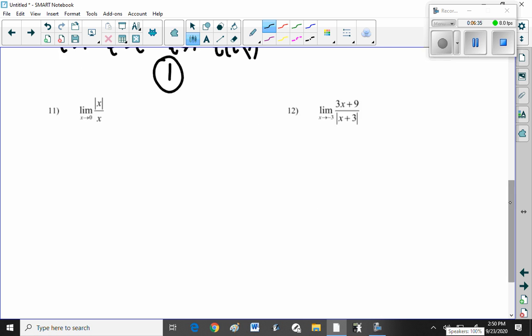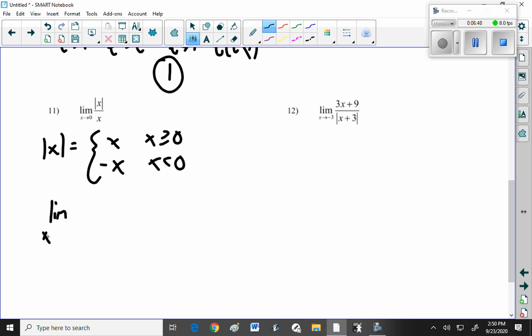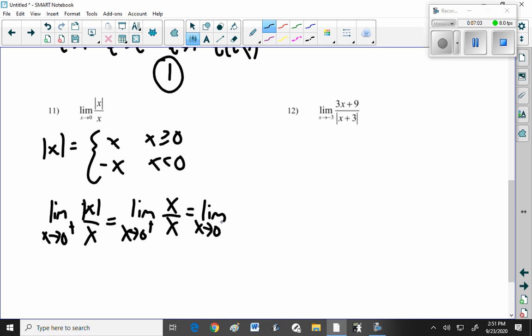Here, as x approaches 0, this is again a piecewise function, so I'll look at left and right. Remember that absolute x is equal to this. We start by approaching from the right of absolute x over x. That's the limit as x approaches 0 from the right of absolute x over x. If I approach from the right, absolute x is just x, and x over x is always equal to 1, except at 0. But since I'm approaching 0, I don't care what's happening at 0. So the right-hand limit is 1.